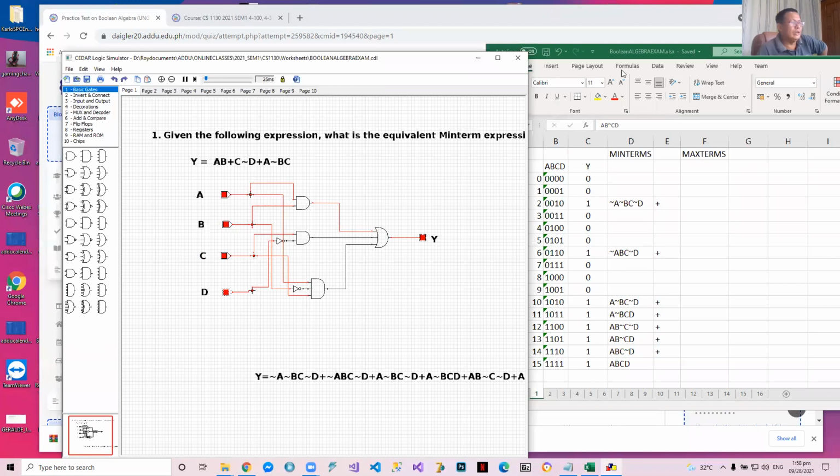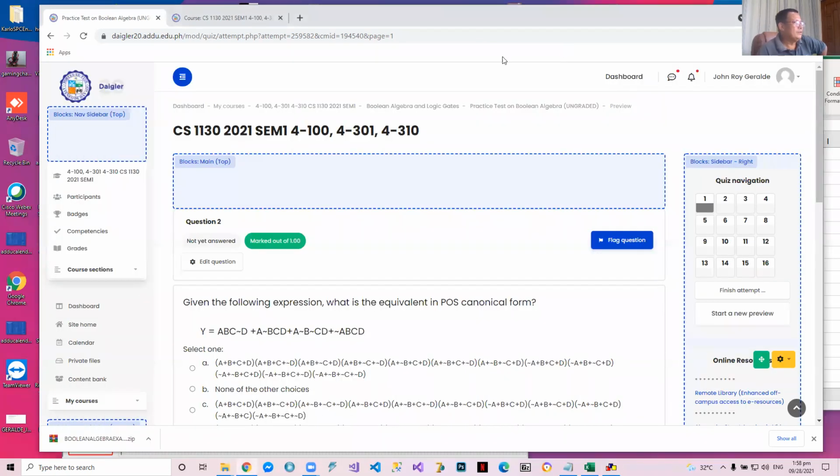So for number two, let's find out what it is, no? Given the following expression, what is the equivalent POS canonical form? So this is also max term, which means POS canonical form in max term form. Okay? Max term form. Now, do we need to create a logic circuit here? Do we need a logic circuit? Anyone?